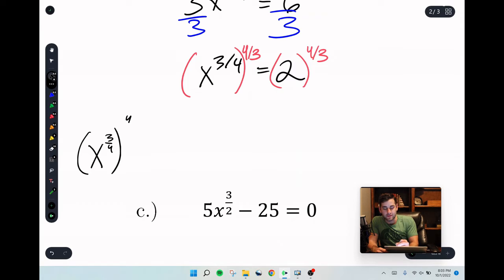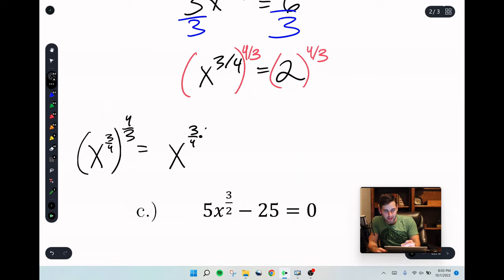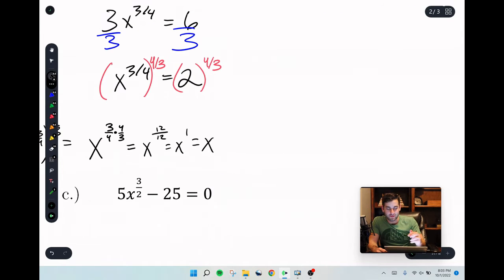3/4 raised to the 4/3, right? Well, we know from our properties of the power rule, the exponents being exponented, we can multiply those exponents. Just like if exponents are multiplied, we can add them. It always kind of chucks a step down. So now we've got x to the 3/4 times 4/3, which is equal to x to the 12/12, which is equal to x to the 1, which is equal to x, right? And that's what we're trying to get, is x by itself. So we are allowed to do that.